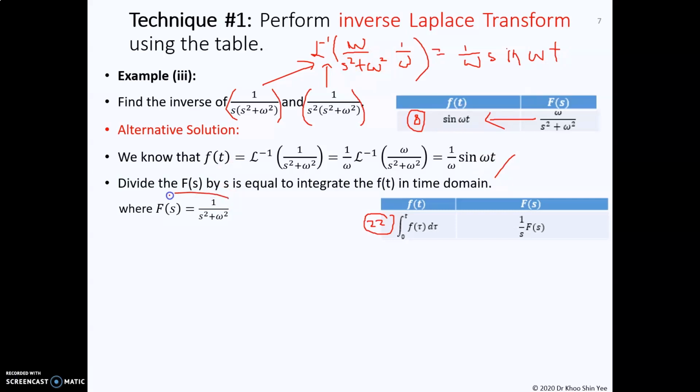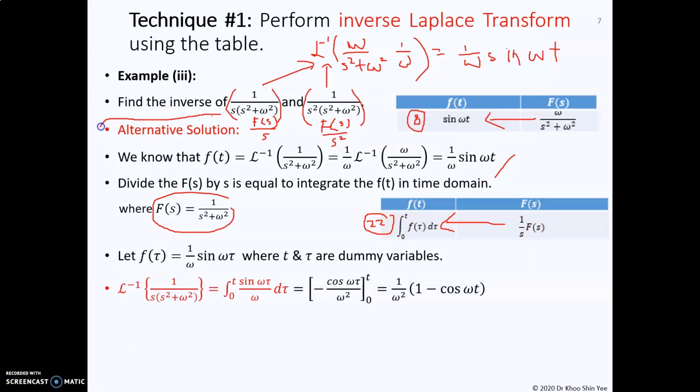So you can see that for f of x equal to 1 over x squared plus omega squared, this first problem is like f of x divided by x, and the second problem is like f of x divided by x squared. So with that, we can use formula 22. If you divide in the x domain, it will be integration in the time domain.